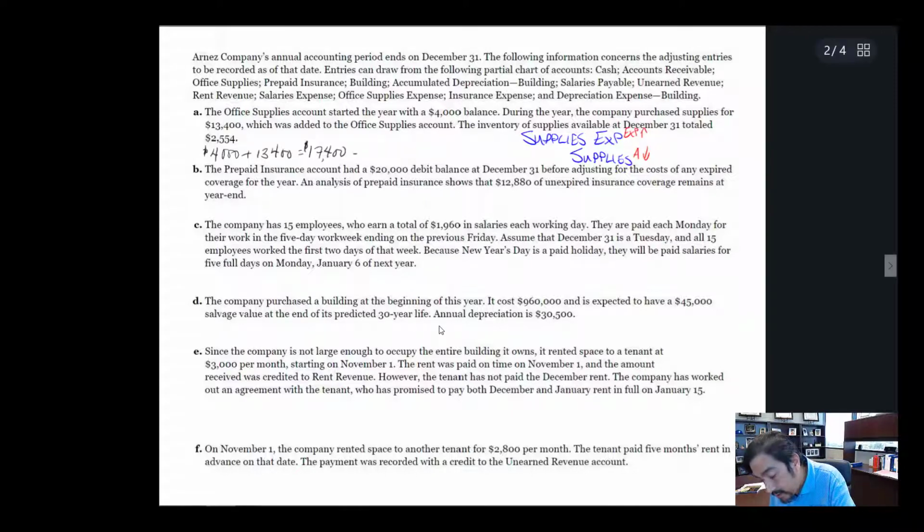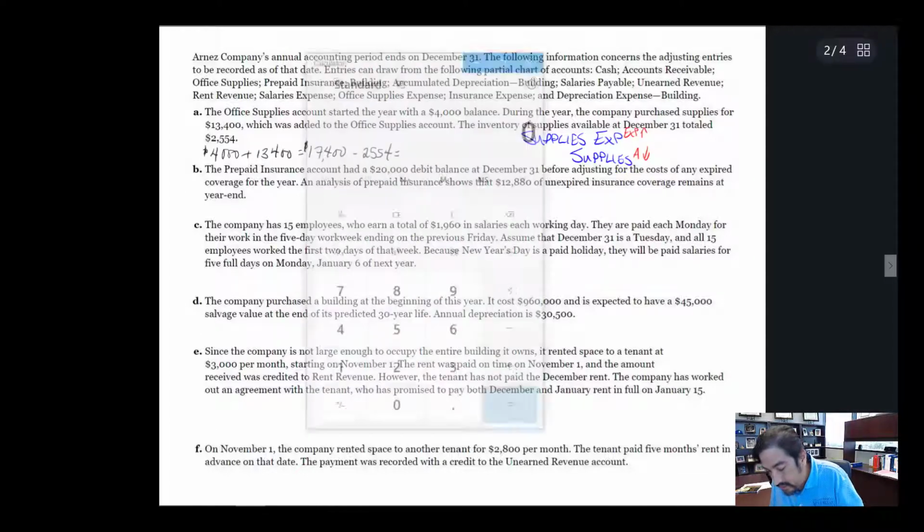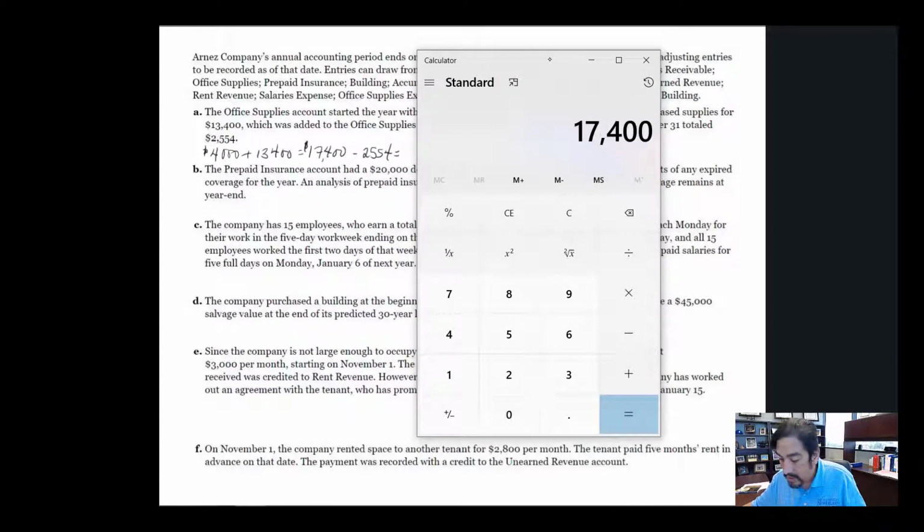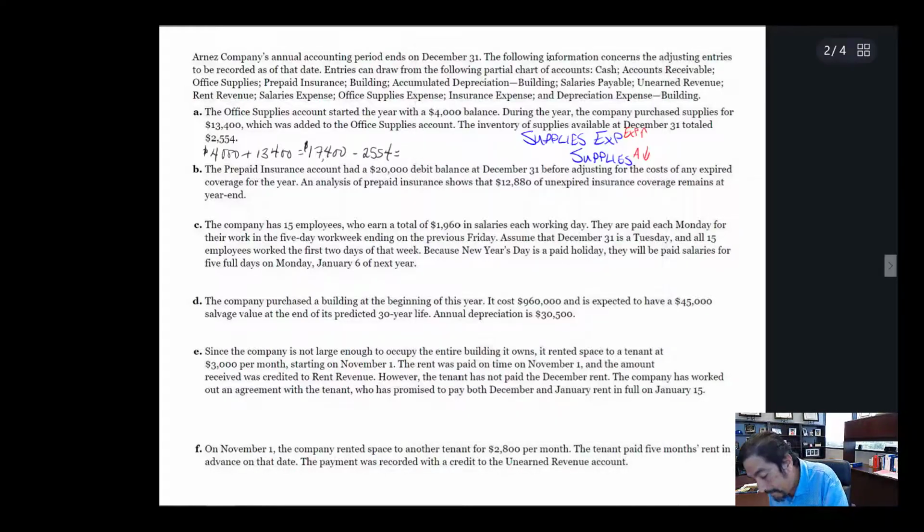So I'm going to subtract out $2,554, and that gives me, what is that? 17,400 minus 2,554 is 14,846. So my journal entry is a debit to supplies expense for 14,846 and a credit to supplies 14,846. That's my adjusting journal entry at the end of the year.